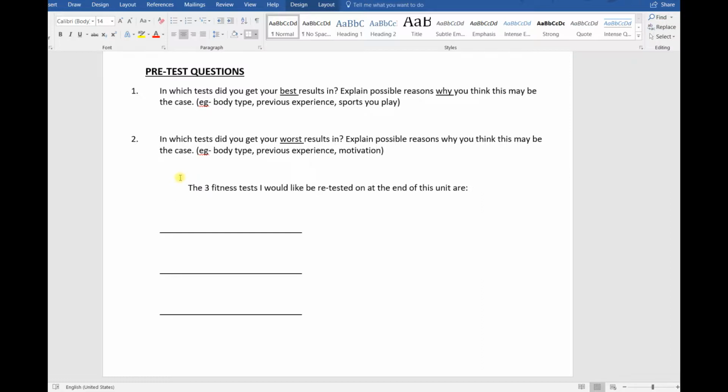When you've identified results that you did well in and the results that you need to improve in, we can see down the page that we're looking at results we want to be retested in. So 3 examples are listed here. So say, for example, I've listed grip strength. We can place that and 2 others that need retesting.